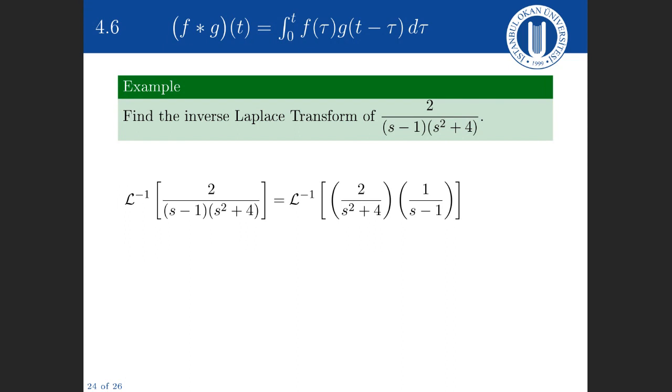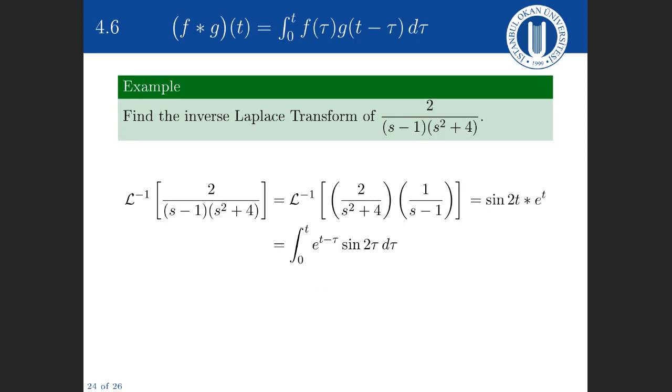We have two functions multiplied together. Function 2 divided by s squared plus 4 multiplied by the function 1 over s minus 1. I'm splitting this up like this because we know the inverse Laplace transforms of each of these two functions. We know that this is sine 2t convoluted with e to the power of t, or the integral from 0 to t, e to the power t minus tau sine 2 tau d tau.